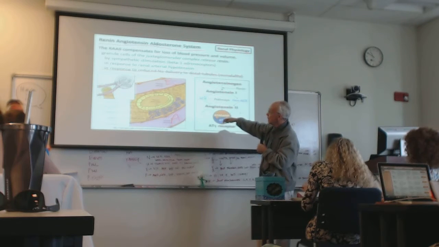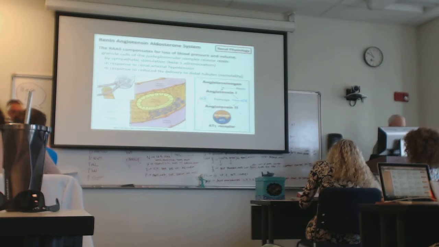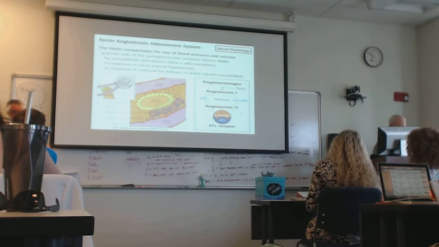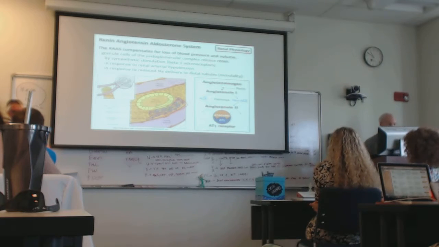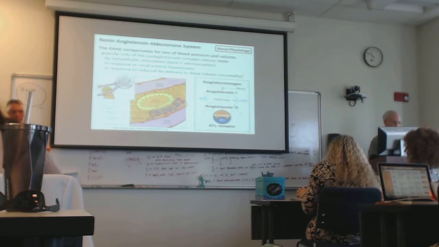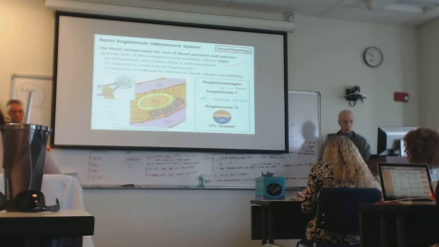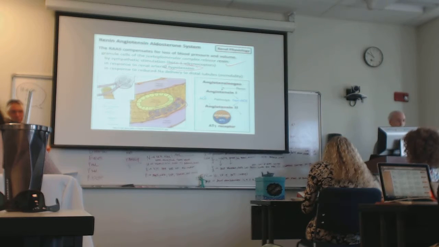But the general idea here is that these cells that you see right here, these granular cells or juxtaglomerular cells, will release the hormone renin, and renin is a renal hormone, in response to sympathetic stimulation or in response to reduced blood pressure, arterial hypotension.